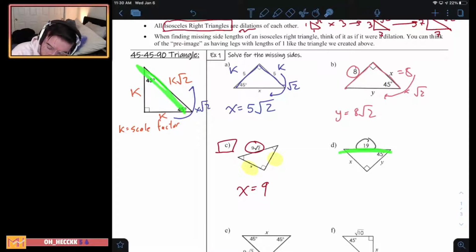So the hypotenuse is always k root 2. So let's solve for k. Hypotenuse is always k root 2. So let's solve for k. Divide by root 2.